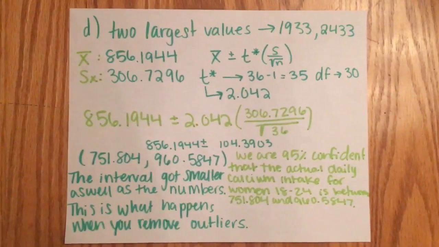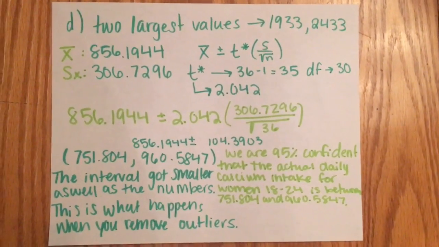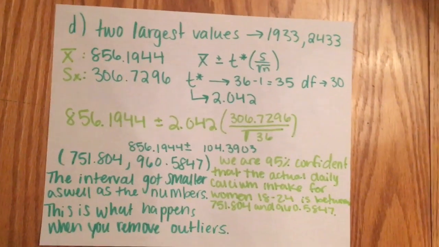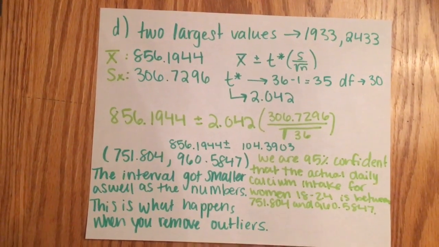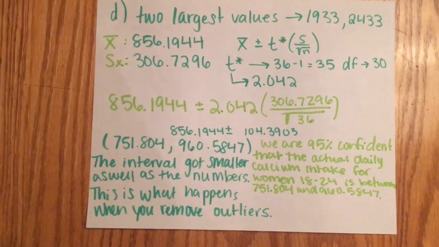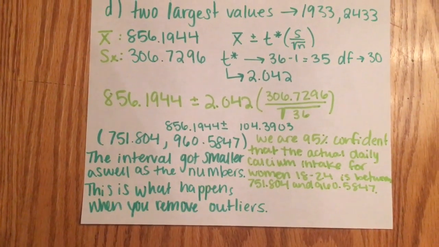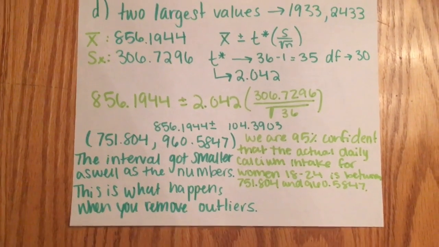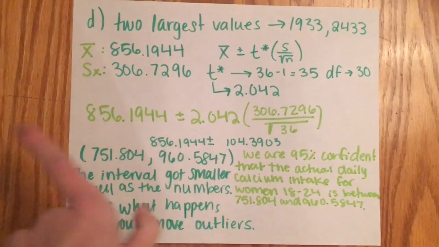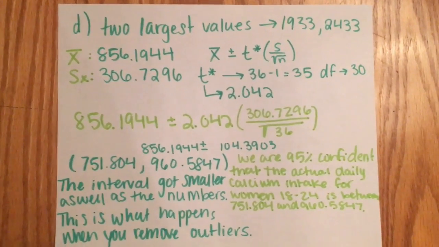So you have to redo degrees of freedom, which turns out to be 35, but then you have to round that down to 30 in the chart, and it turns out to be the same t star. So I did my confidence interval, and I got 751.804 to 960.5847. So we are now 95% confident that the actual daily calcium intake for women 18 to 24 is between 751.804 and 960.5847. So the difference is that the interval itself, the numbers between these intervals, got smaller, as well as the numbers themselves, and this is what happens when we remove outliers.